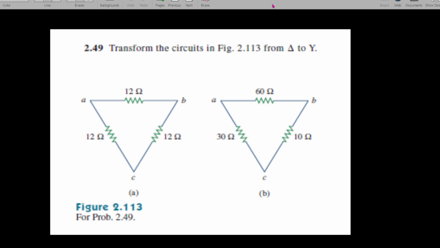Hello everybody, now we are going to solve a problem from Fundamentals of Electric Circuits by Alexander and Sadiku, 5th edition. The question number is 2.49 and we are asked to transform the circuits given in the figure from delta to Y. So here we are given two problems. We are asked to transform these circuits into a star network or Y network. It is given in delta format.